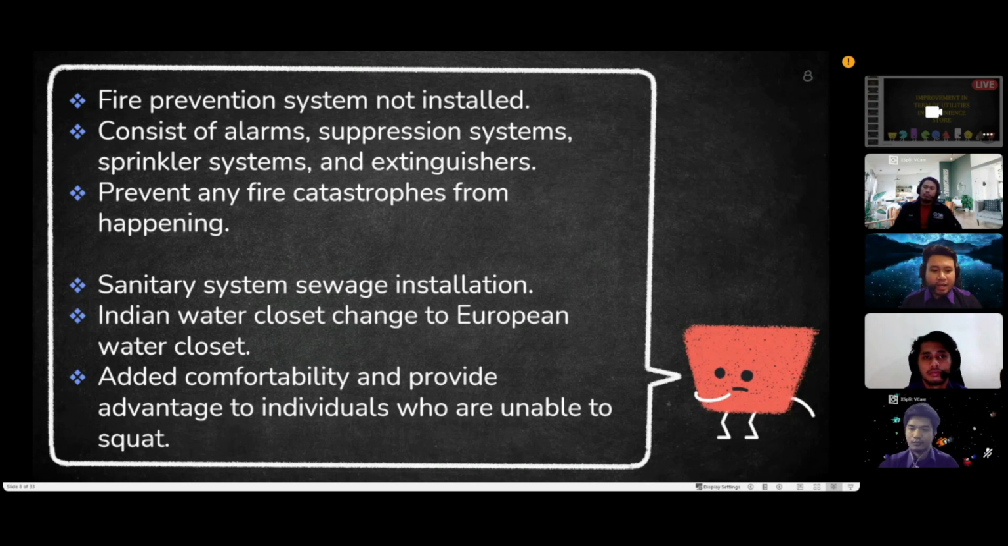They are made up of a number of components that work together to detect flames and reduce their severity. Alarm, suppression system, sprinkler system, extinguisher, and any technology that enables you to warn people or monitor the fire are all examples of fire protection.